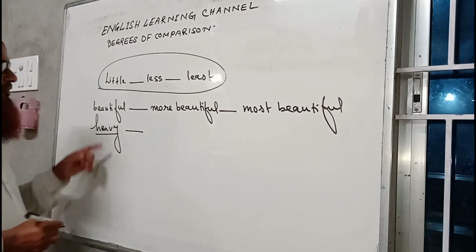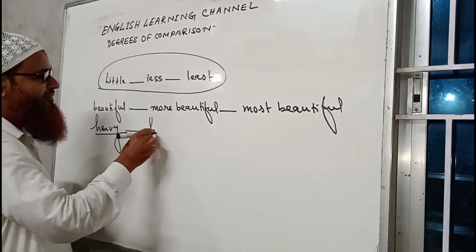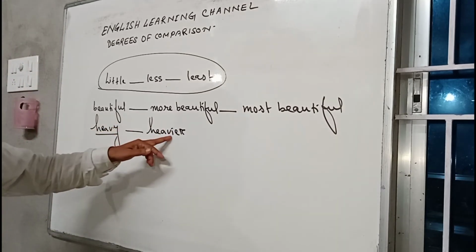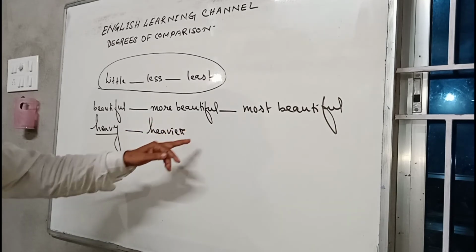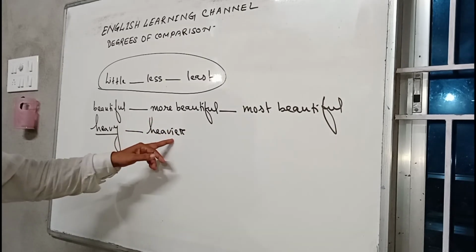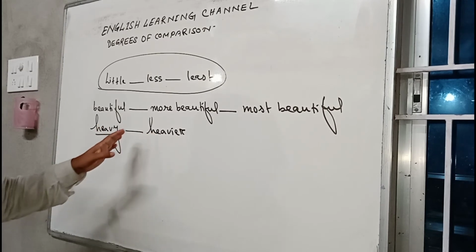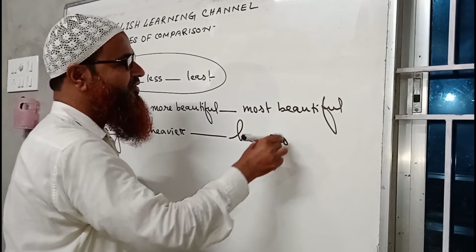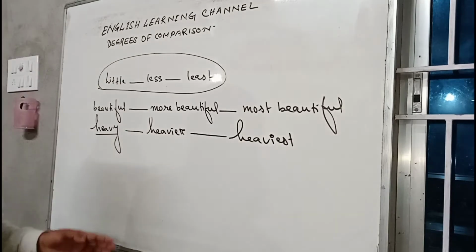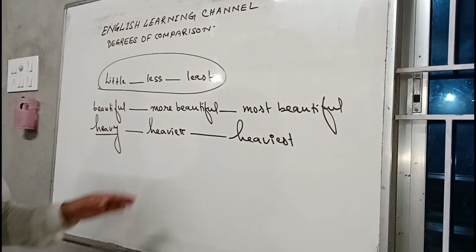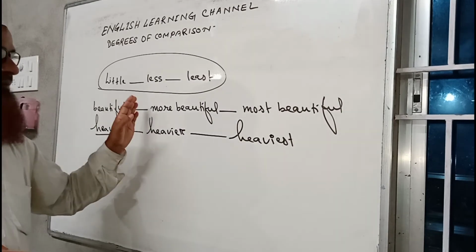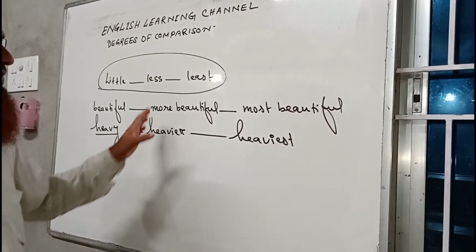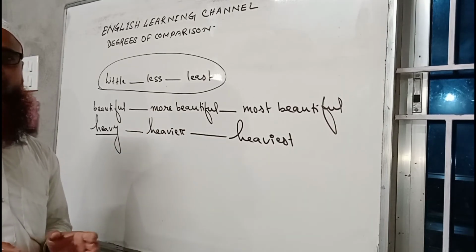So in comparative degree y will become i. Okay, so it will be heavy. Y is omitted and i is written here, and er is added with the word heavy. Now it has become heavier. So note the spelling, difference in spelling. So it has become heavier, heaviest. Y has been omitted. So these are the rules which we have to know to change the word from positive degree to comparative and superlative. Okay, so if I write all these words, the board will not cover.